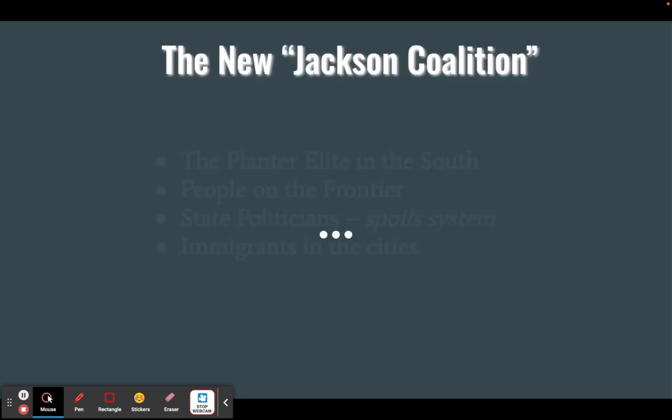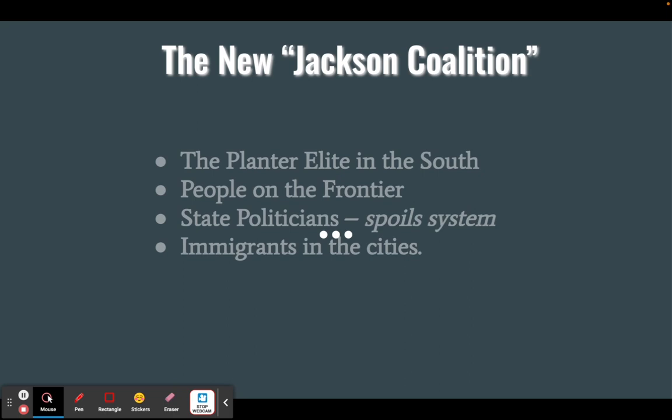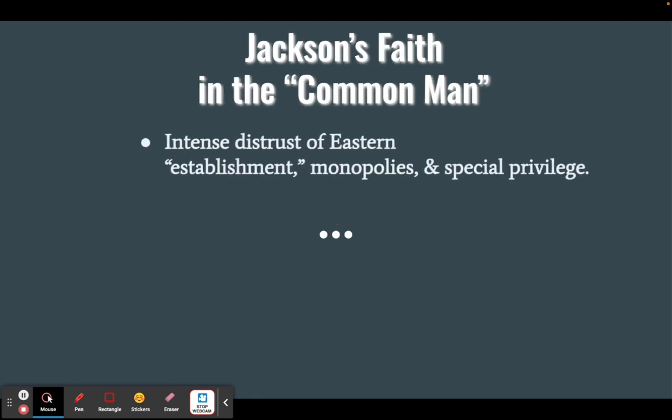So who is this new Jackson coalition? It's people that have not voted before. It's people that are on the frontier, people out west, the farmers, state politicians, immigrants that are beginning to move to the United States. And he kind of uses that to his advantage, in that he says he's a common man. He's actually the first president to be elected that's not somebody of a name, if that makes sense.